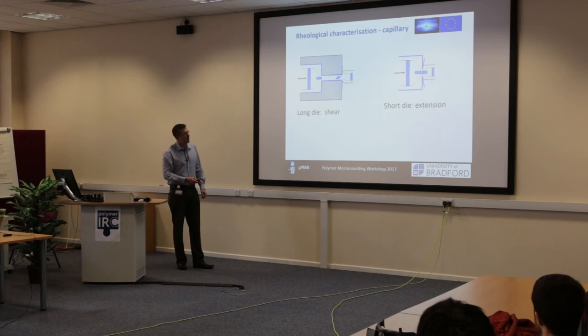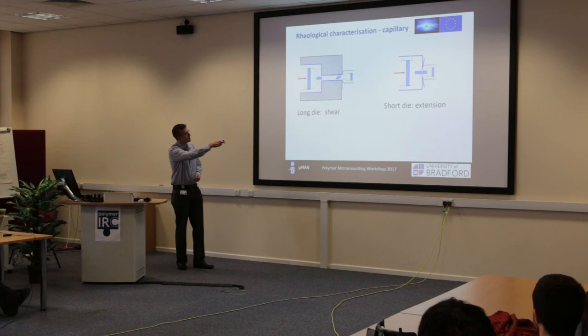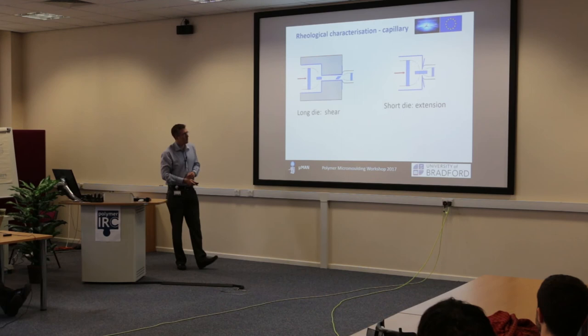So if we measure the pressure in this die, and the pressure in this short die, this orifice die, and we take that away from the long die pressure, then the pressure drop difference between the two means we're just measuring the pressure associated with flow inside that capillary. So that's why we use the short die.